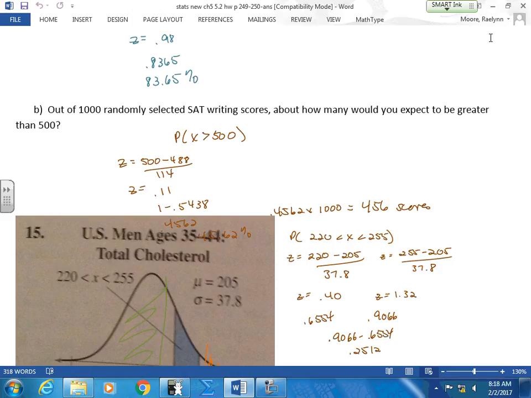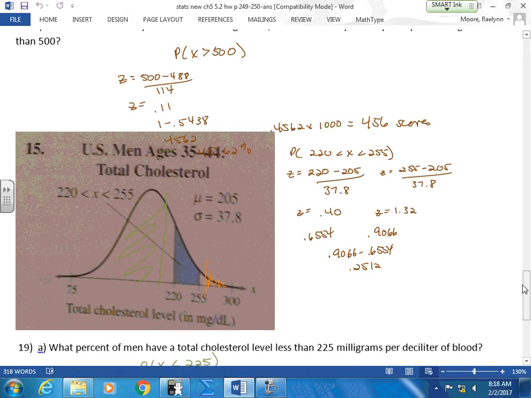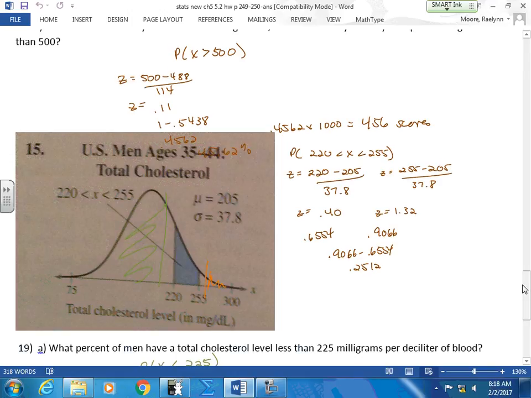Remember, if I give you an n, a number of people or something, then you just multiply it. Number 15, again, gave you a chart. Asked you the same type of information, again, in between, greater than, less than. You good? I'll just go through these answers. Anybody struggling doing this? I know it's a little bit long.